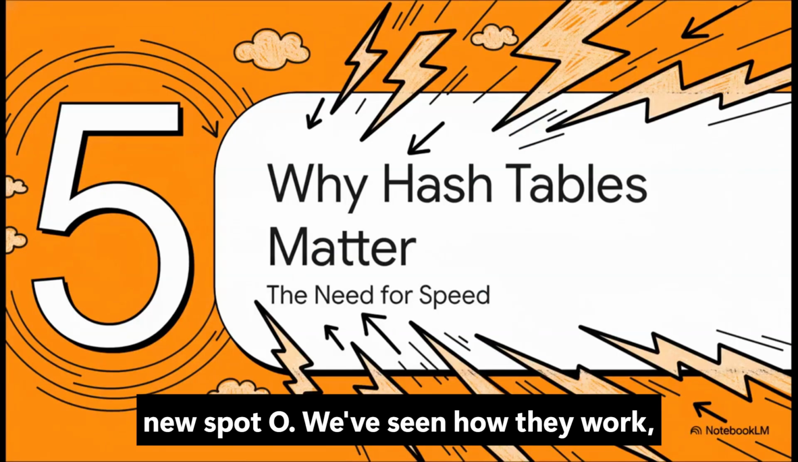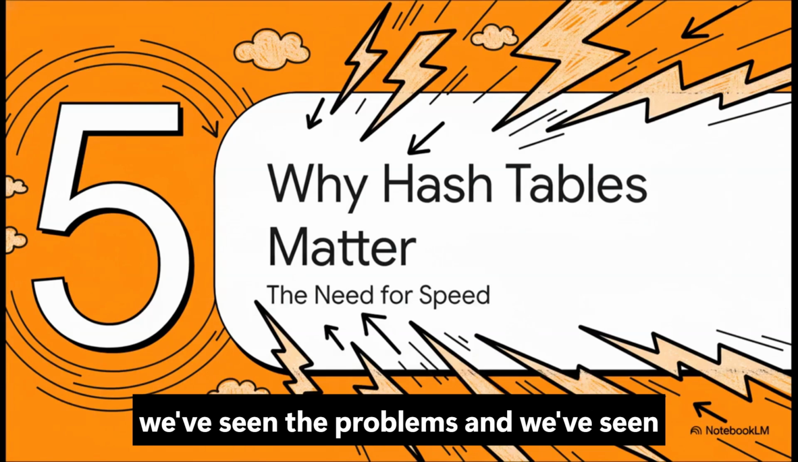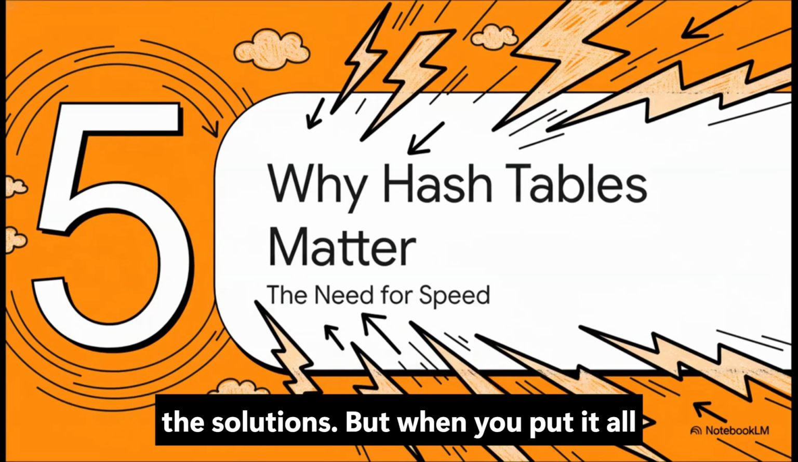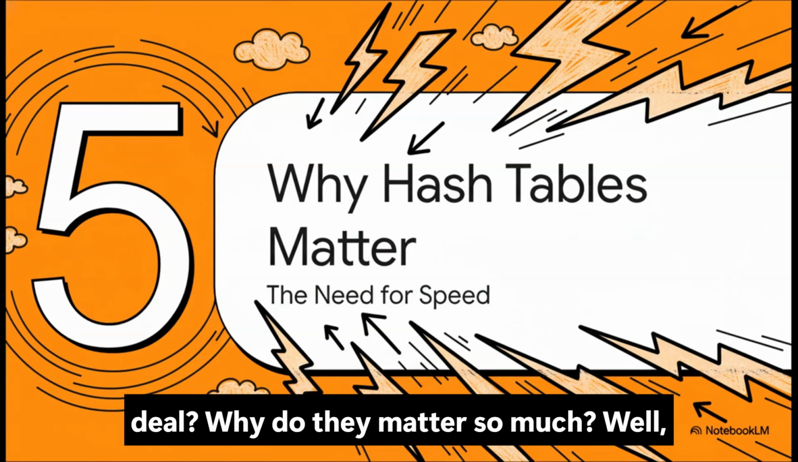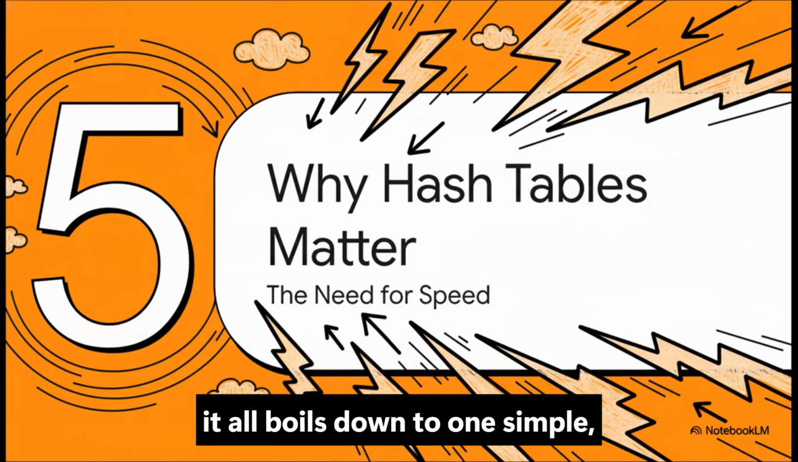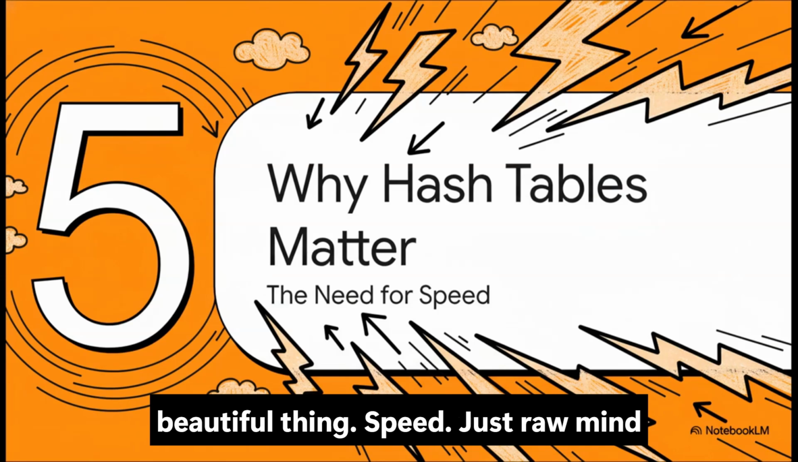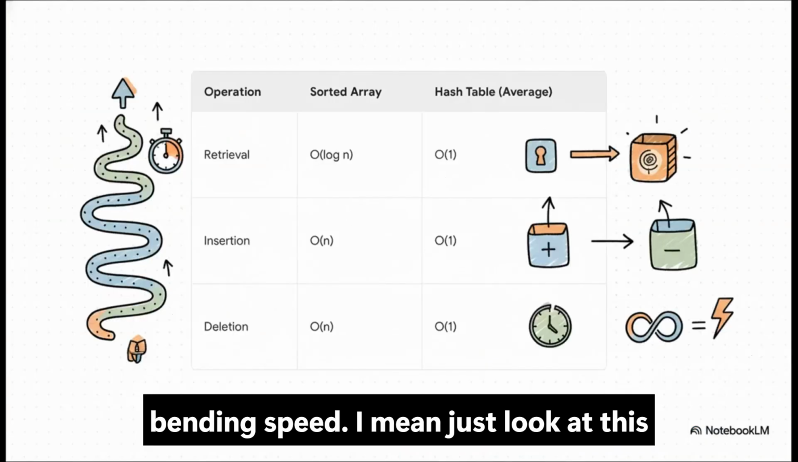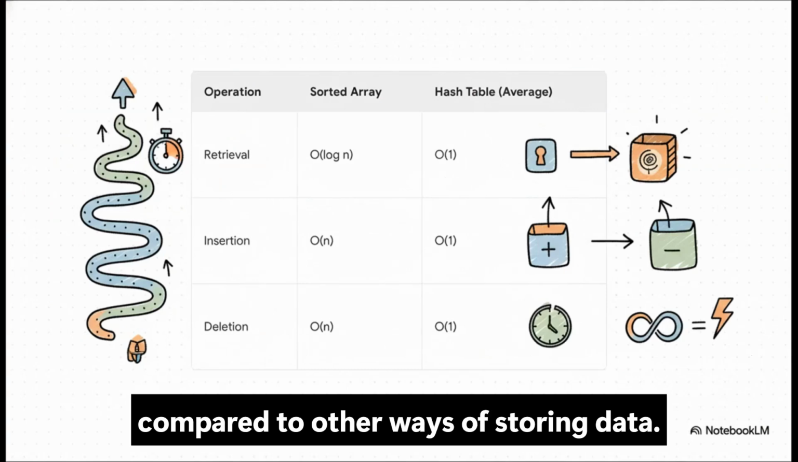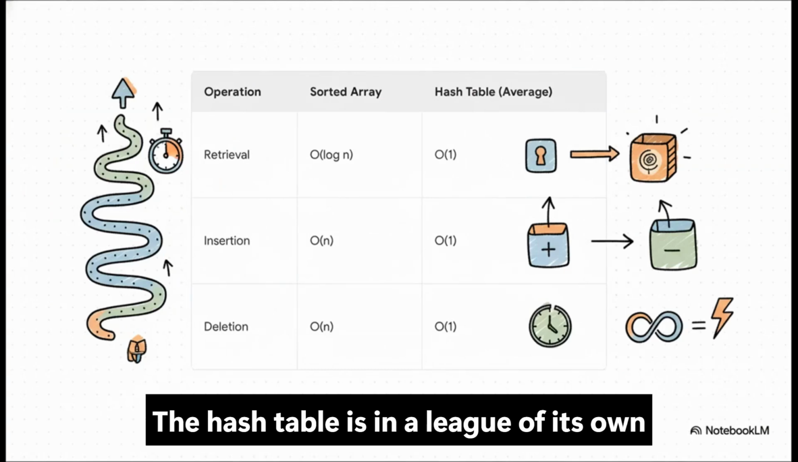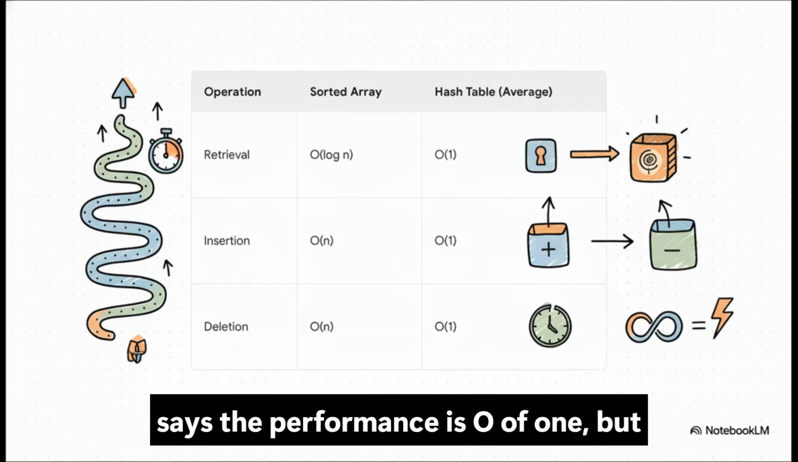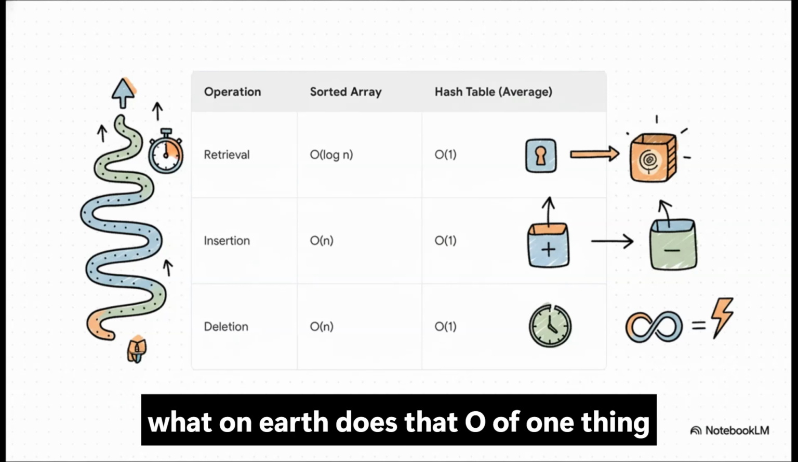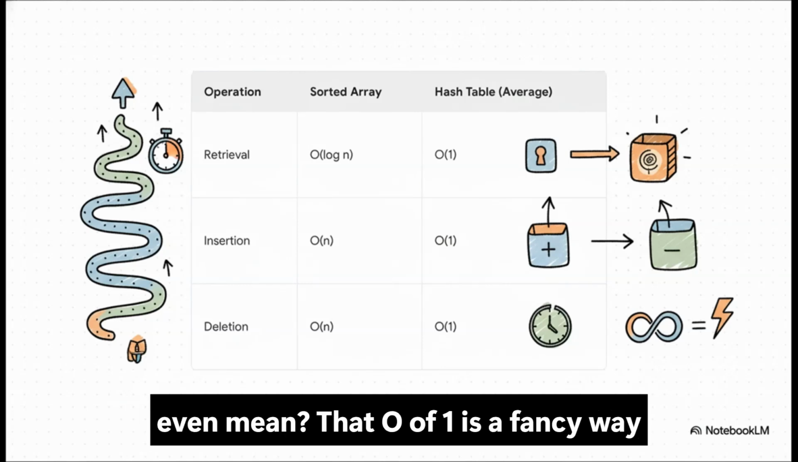So we've seen how they work, we've seen the problems, and we've seen the solutions. But when you put it all together, why are hash tables such a big deal? Why do they matter so much? Well, it all boils down to one simple, beautiful thing: speed. Just raw, mind-bending speed. I mean, just look at this chart. The difference is staggering. Compared to other ways of storing data, the hash table is in a league of its own for things like finding, adding, and removing items. Look at that column. It says the performance is O of 1. But what on earth does that O of 1 thing even mean?